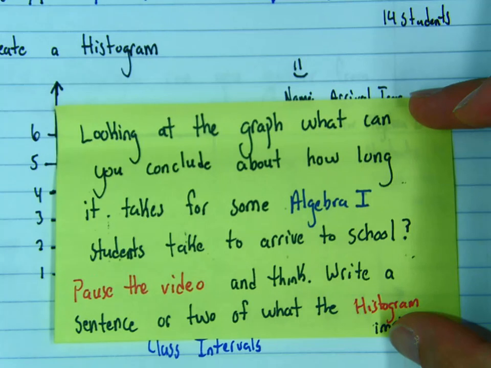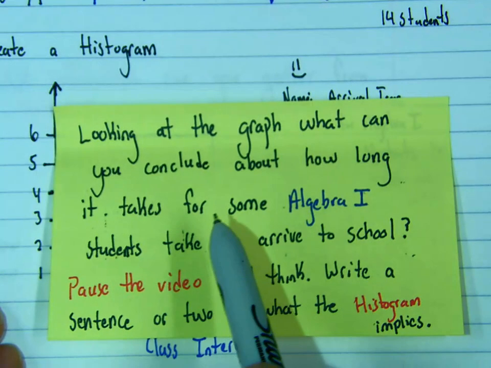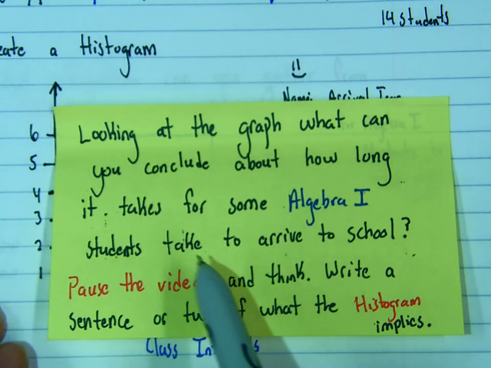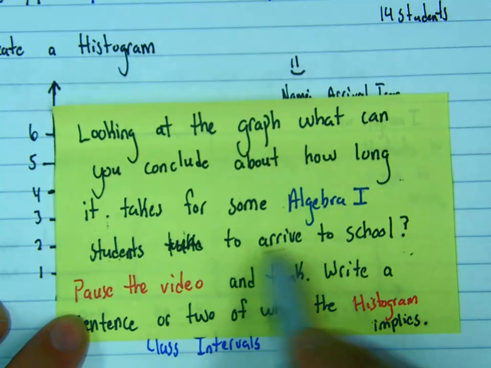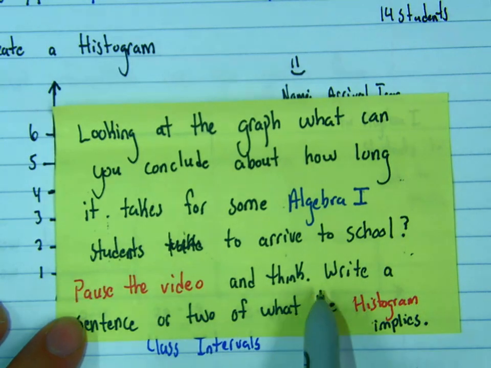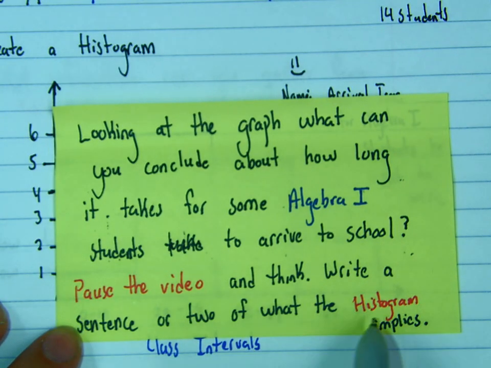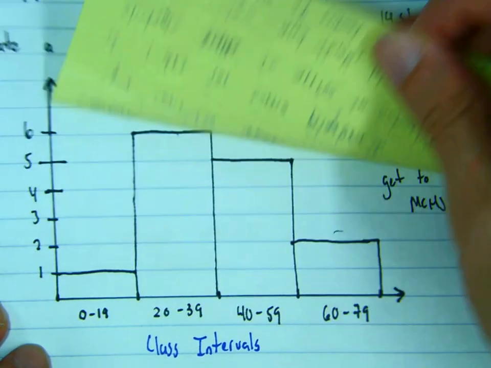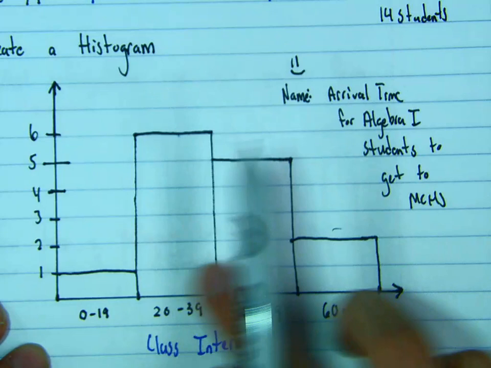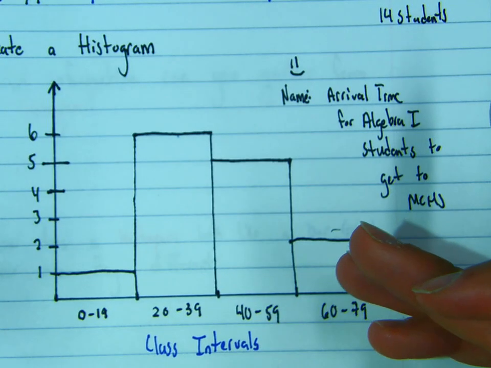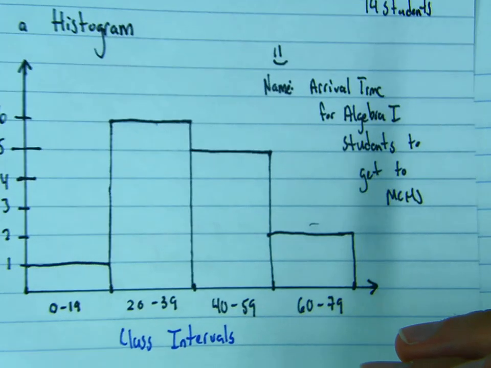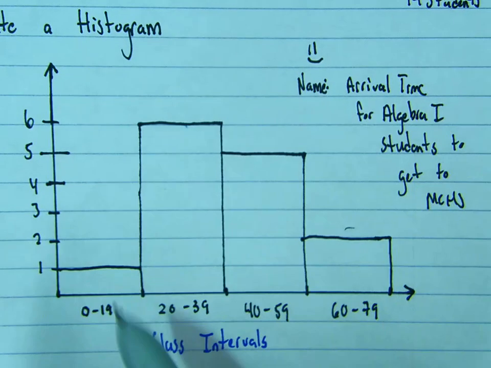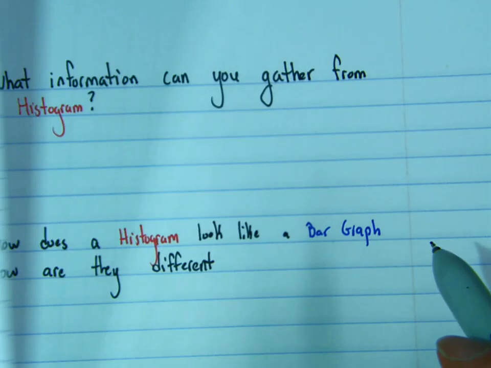Looking at the graph, what can you conclude about how long it takes for some Algebra 1 students to arrive to school? Pause the video and think. Write a sentence or two of what the histogram implies, right? What can you gather from this? What does this information mean to you? Pause the video and think about it. Take your time and write a sentence or two about what you can gather from this visual.